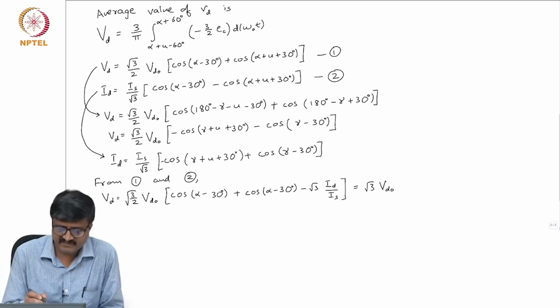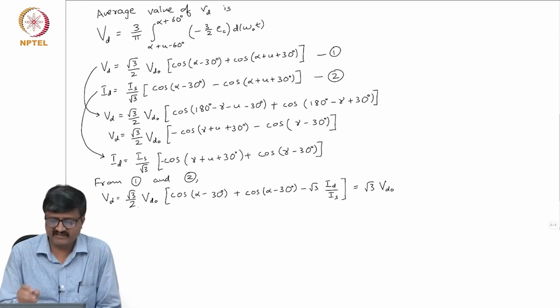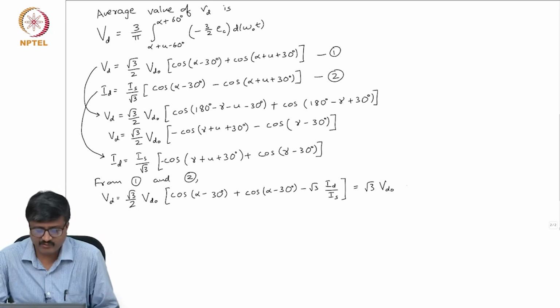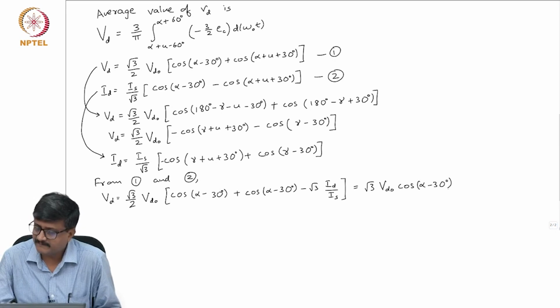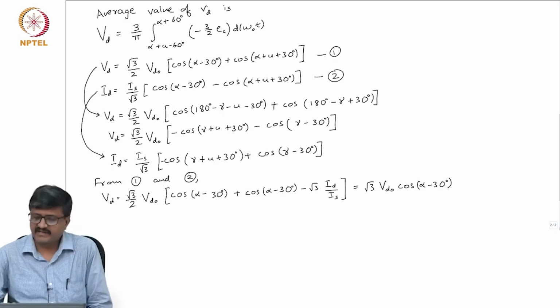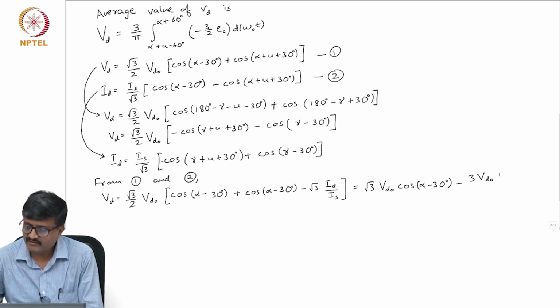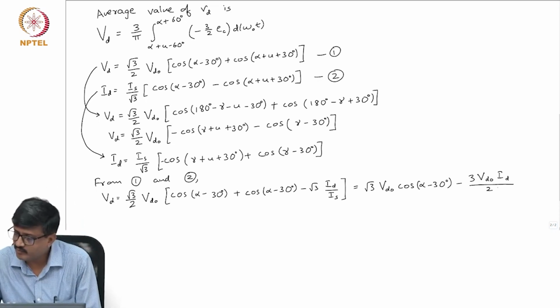I think I made a mistake here. This is not root 3, this is root 3 divided by 2. Sorry. So, the 2 gets cancelled. The 2 in the denominator gets cancelled. So, we get root 3 VDO cos alpha minus 30 degrees minus root 3 into root 3 is 3 VDO ID by 2 IS.